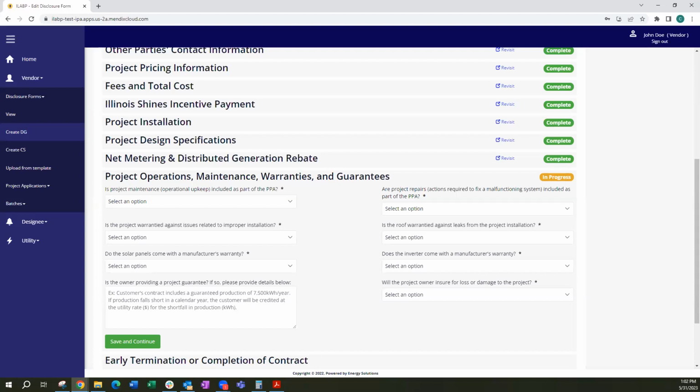If the customer has warranties provided, please be prepared to provide information on how many years it is included and who is responsible. For example, you will need to select if the approved vendor, owner, or installer is responsible for maintenance or warranties.